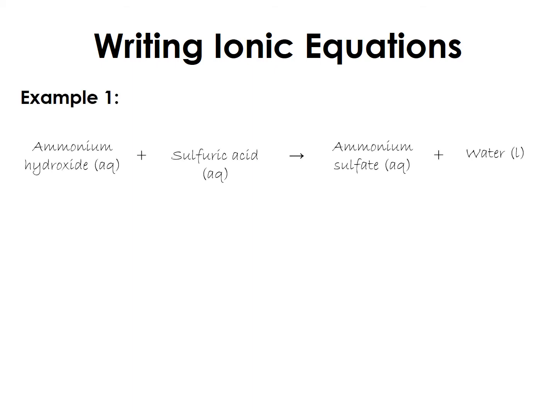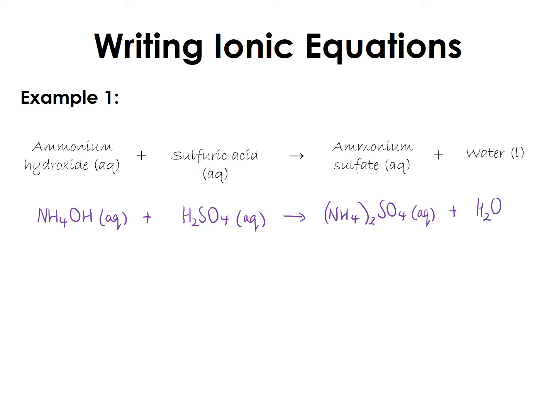So in this first example, ammonium hydroxide is reacting with sulfuric acid. So underneath, let's start off by writing the full chemical equation for this. NH4OH for ammonium hydroxide, (aq), reacting with sulfuric acid, H2SO4, (aq), to produce ammonium sulfate, (NH4)2SO4, (aq), and water, H2O, an undissociated liquid. Let's start off by balancing this equation correctly. So 2 ammonium hydroxides needed on the left-hand side and 2 waters being produced on the right-hand side.